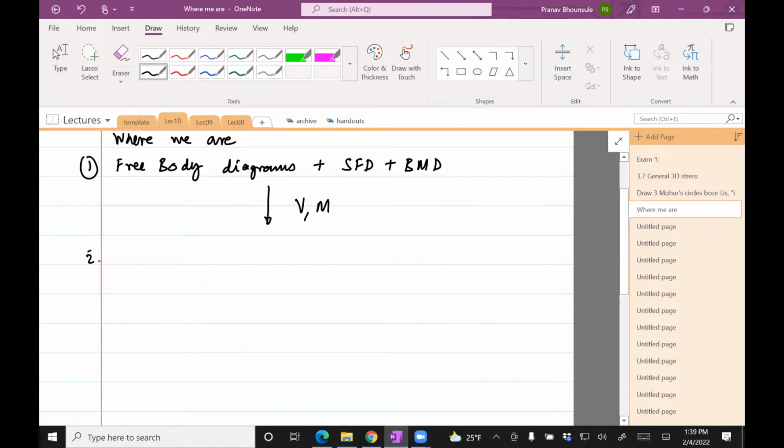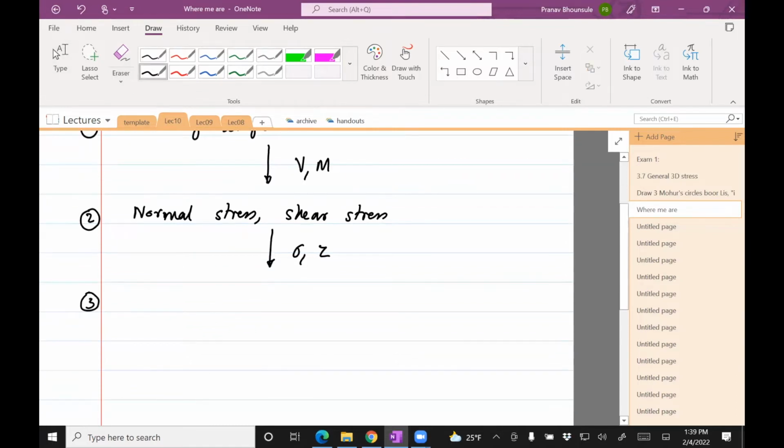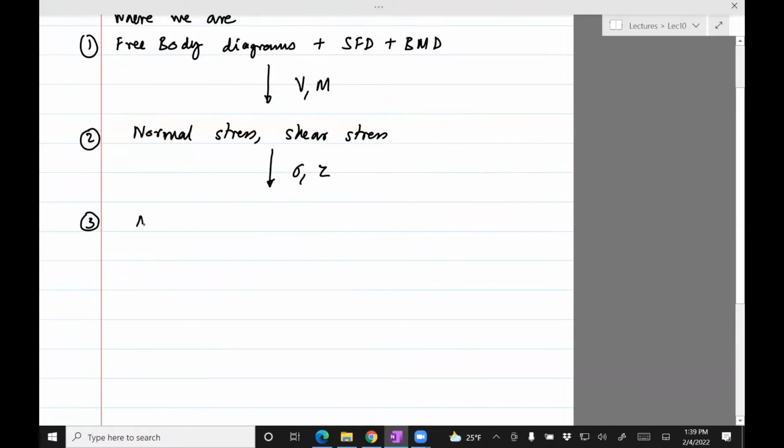So from there, now this is the section we're going to talk about: normal stress and shear stress. Okay, so this is essentially sigma and tau. And then the last ingredient is Mohr's circle, or stress transformation.